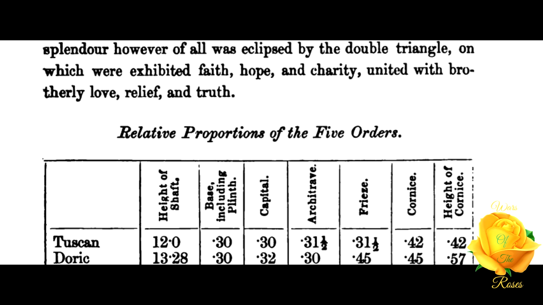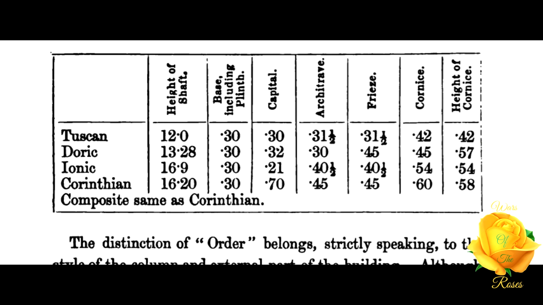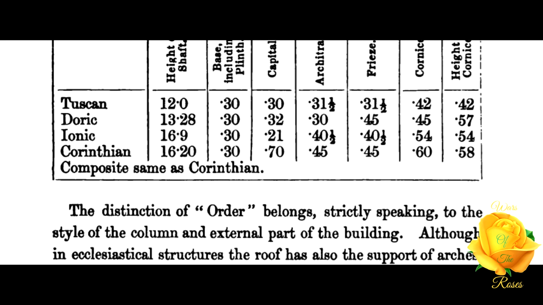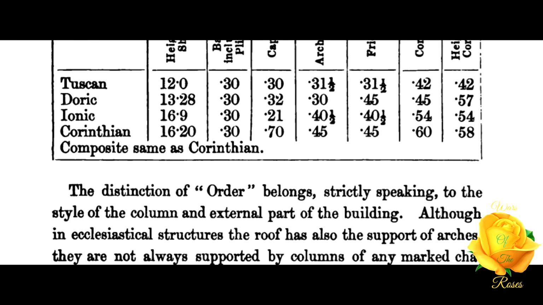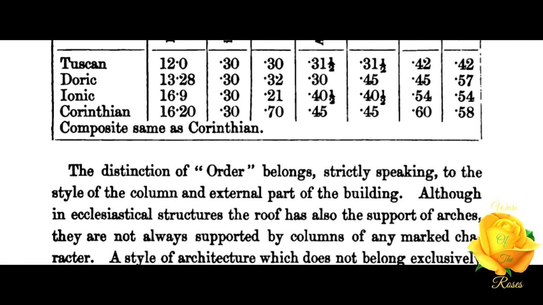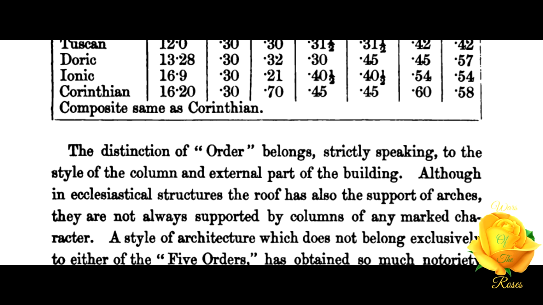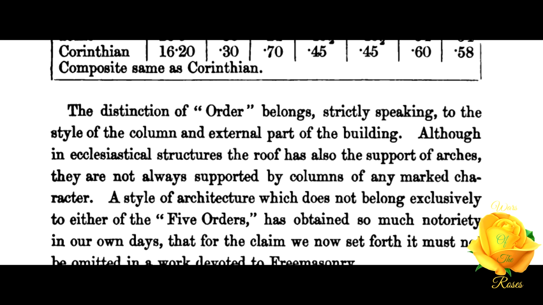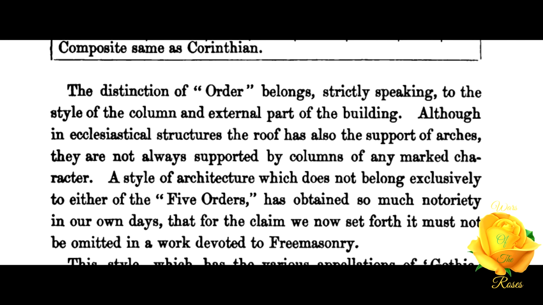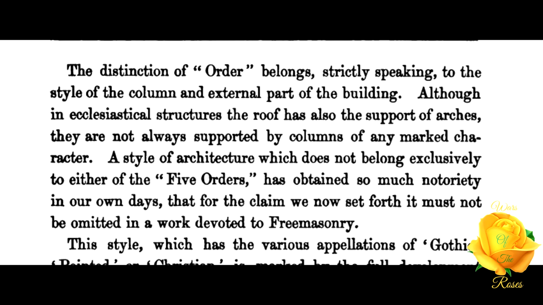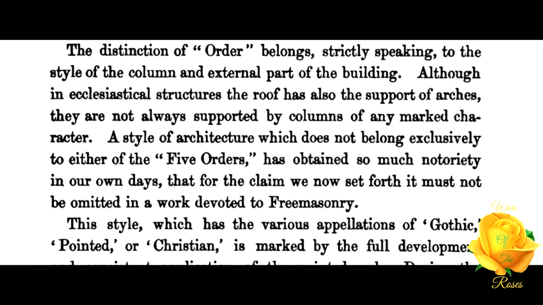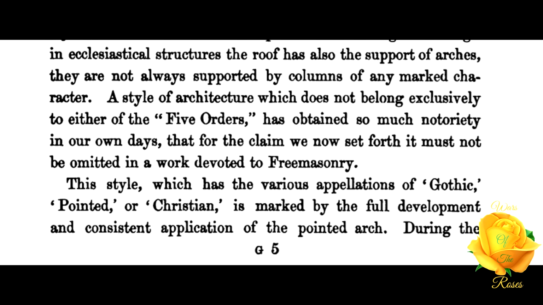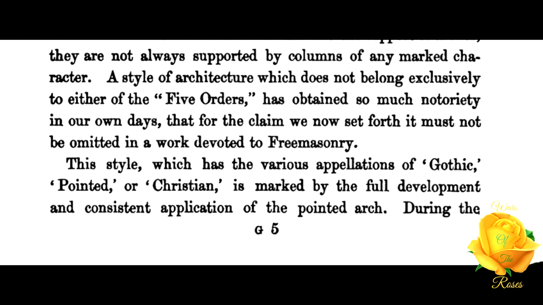Relative proportions of the 5 orders. The distinction of order belongs, strictly speaking, to the style of the column and external part of the building. Although in ecclesiastical structures the roof has also the support of arches, they are not always supported by columns of any marked character. A style of architecture which does not belong exclusively to either of the 5 orders has obtained so much notoriety in our own days that for the claim we now set forth, it must not be omitted in a work devoted to Freemasonry.